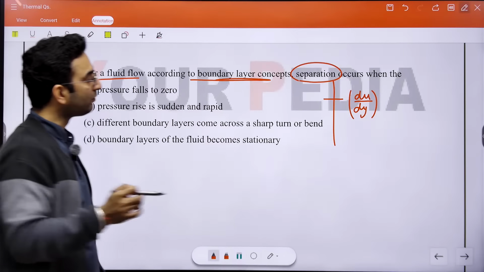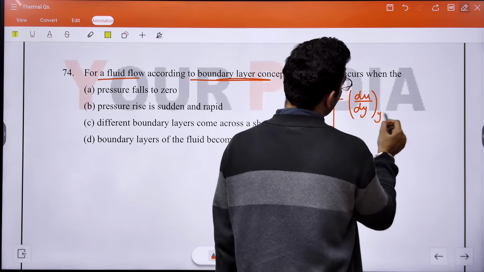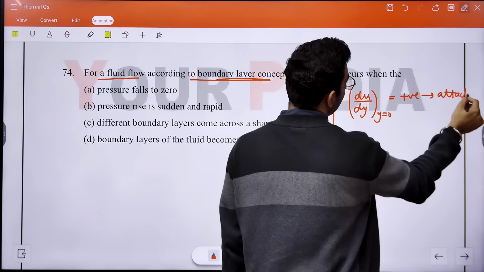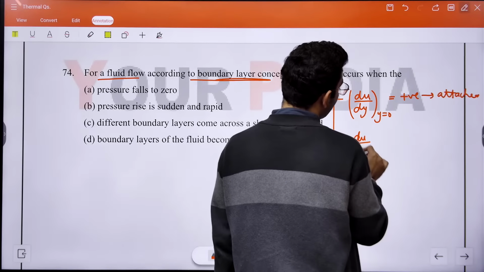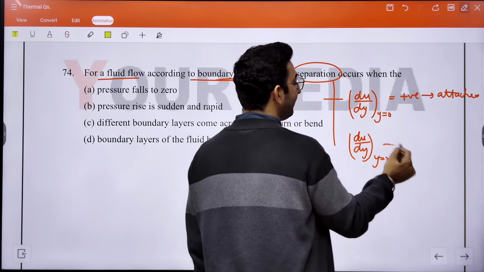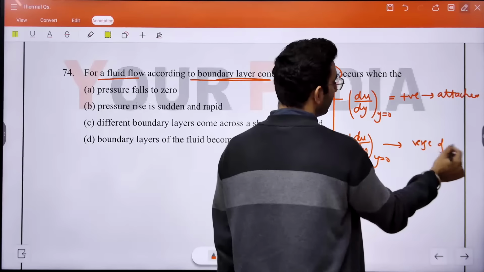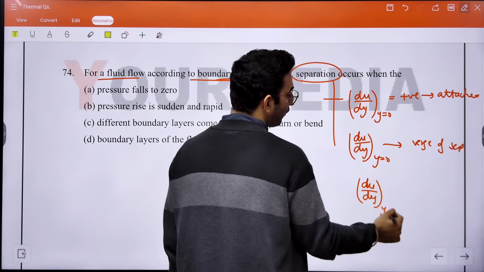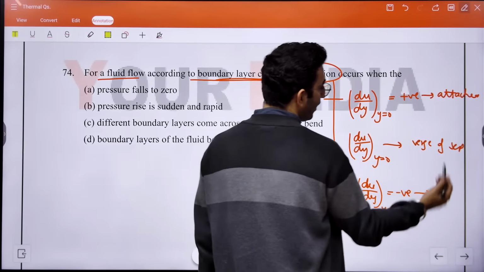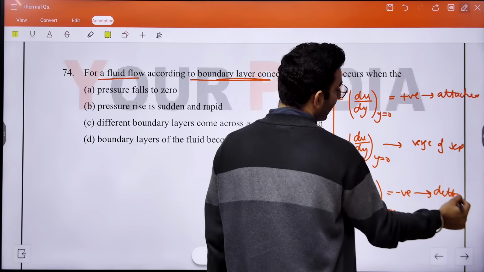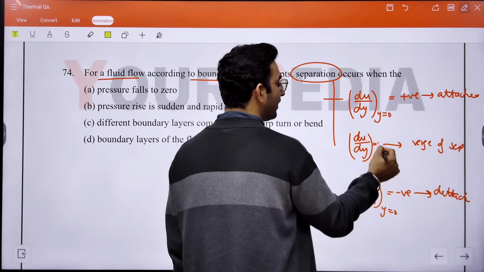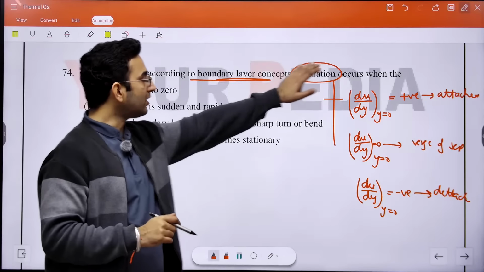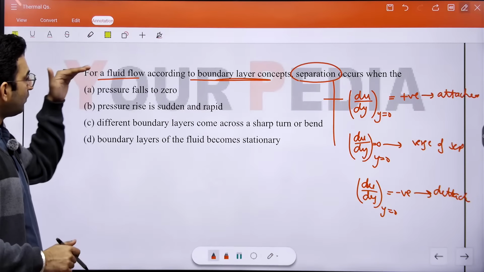Remember that. If the value of the velocity gradient is going to be positive, then we say that we have an attached flow. Okay, when the value of du by dy becomes equal to 0, that means it is on the verge of separation here. Remember that part. And when the value of du by dy at y equal to 0 becomes negative, it is a detached flow, or I can say the flow has been separated there.